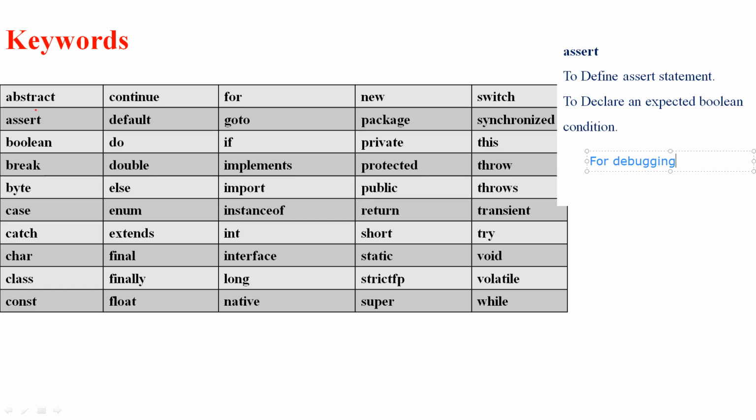So the second keyword is assert, which is used to define any assert statement. By using it, we can declare an unexpected Boolean condition. We know that a Boolean condition might be true or might be false. So it helps for debugging purposes.